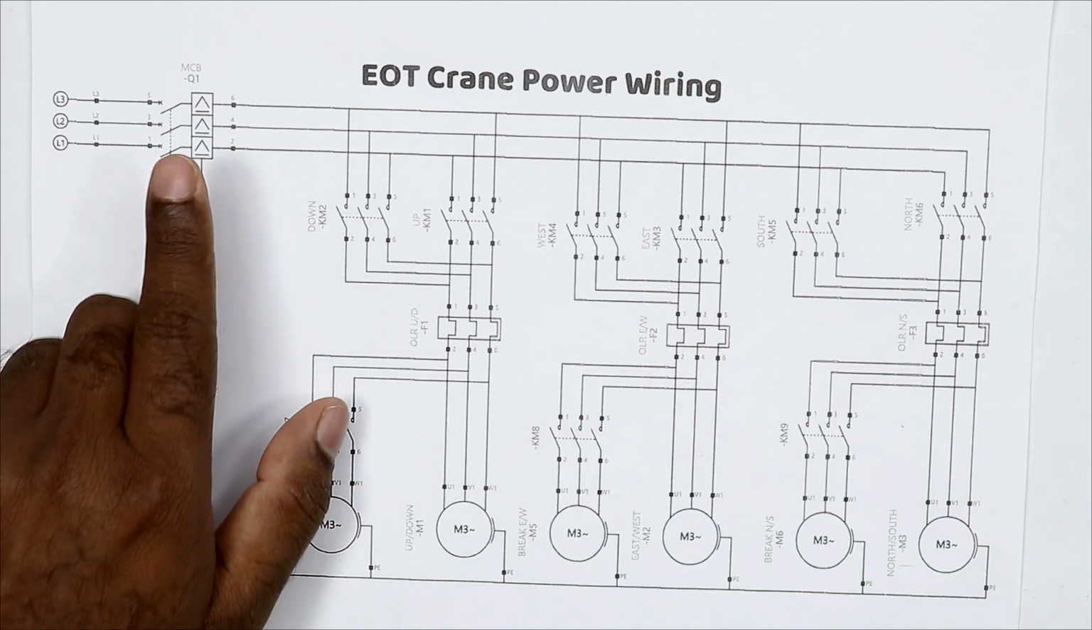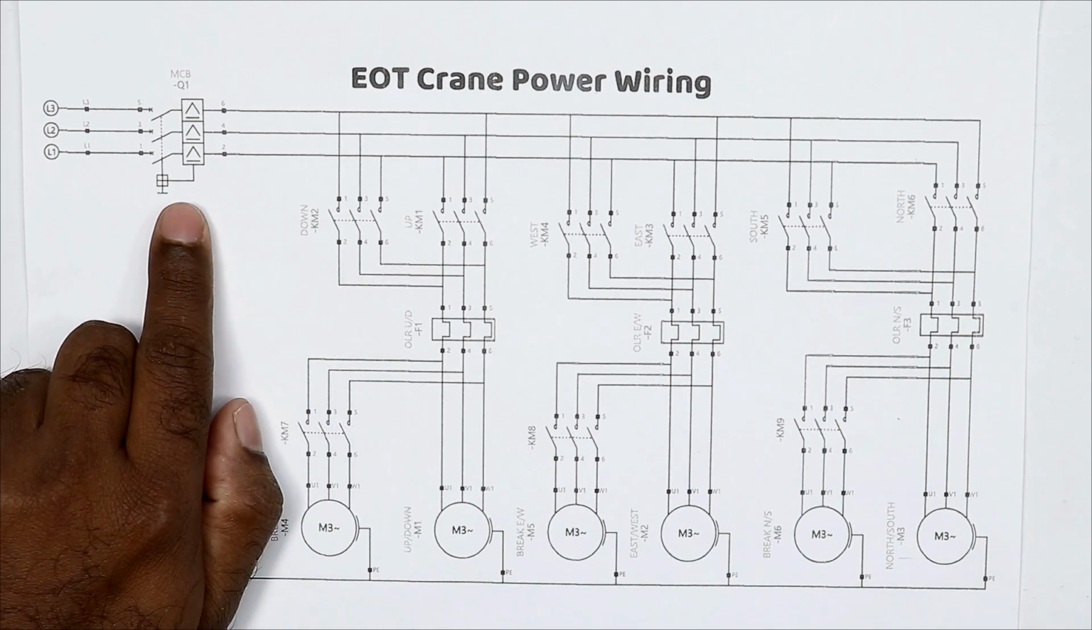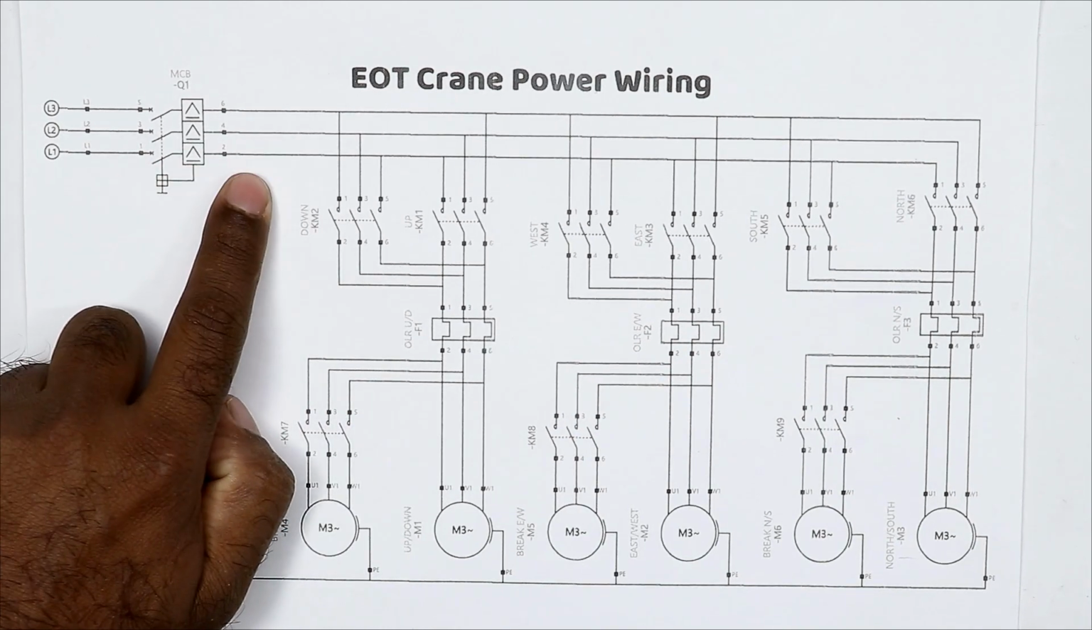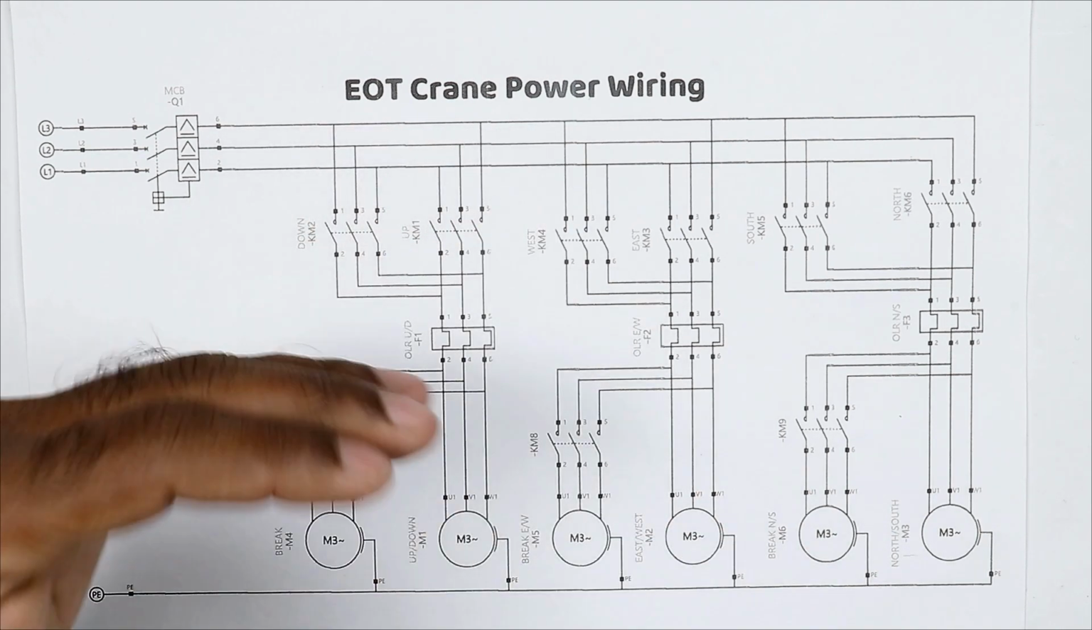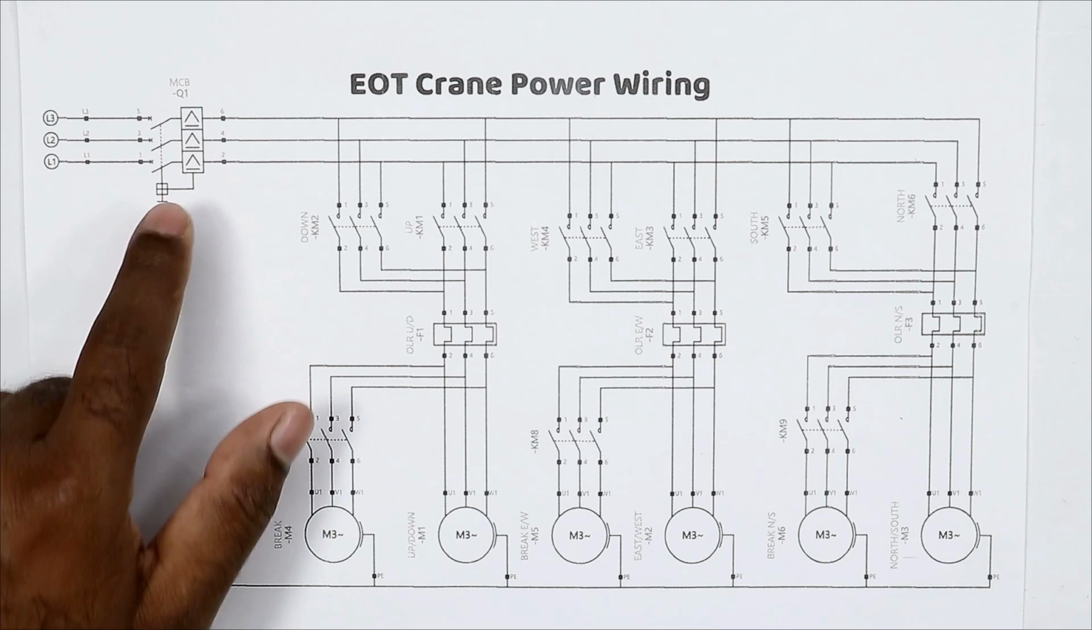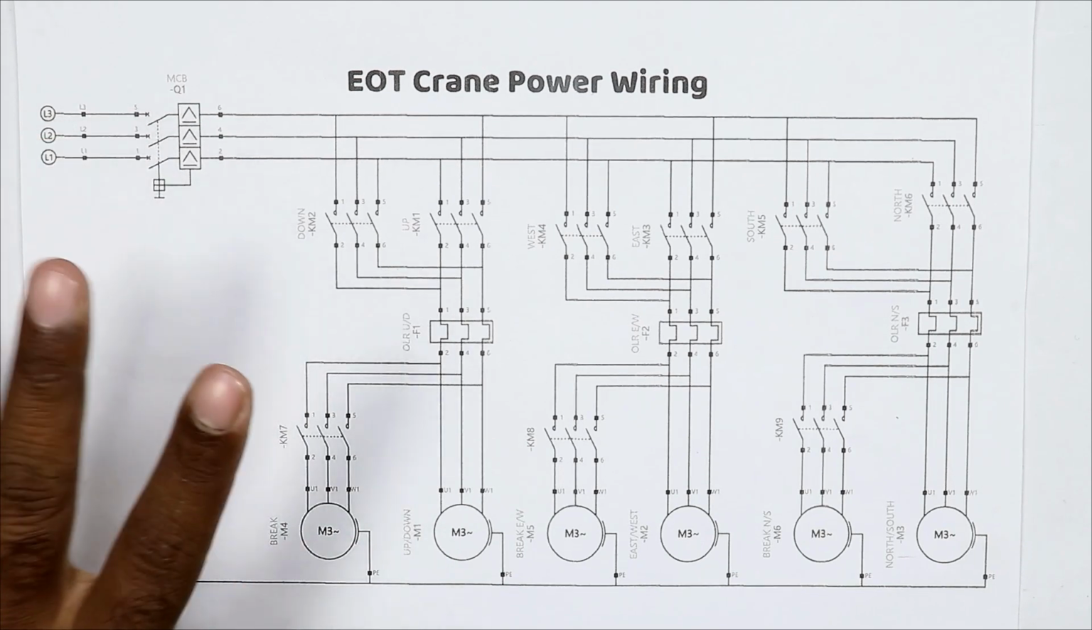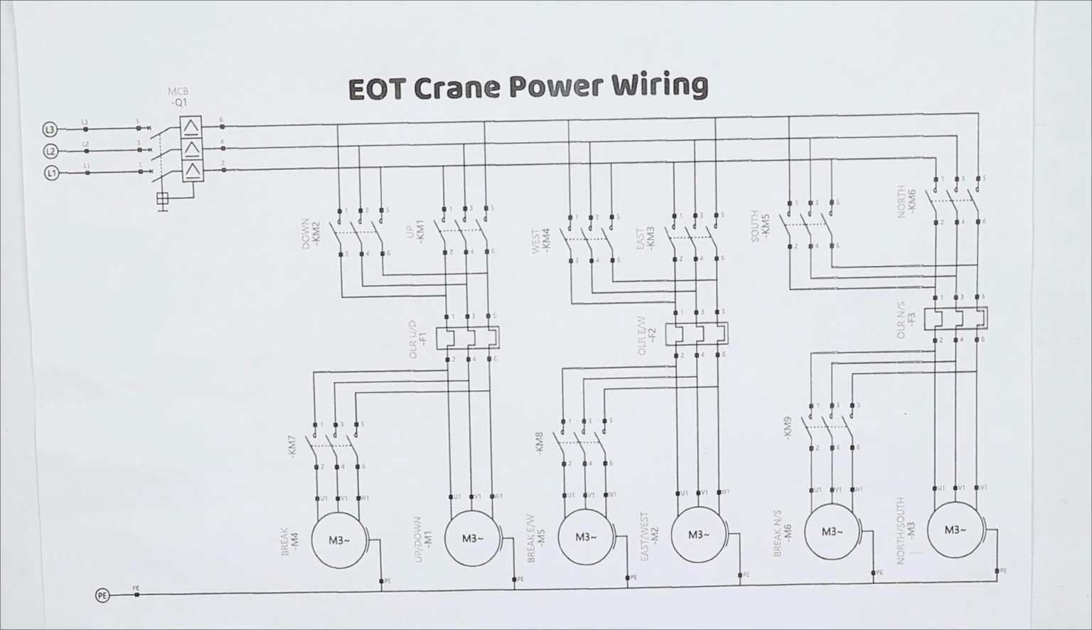So we will check the MCB first. Suppose this MCB was off, and when you turn it on, then your motor will turn on. That is, the EOT crane will start. Now suppose the MCB right now is in the on condition, still the motor is not turning on. In this condition, what is the problem? You have to find out.